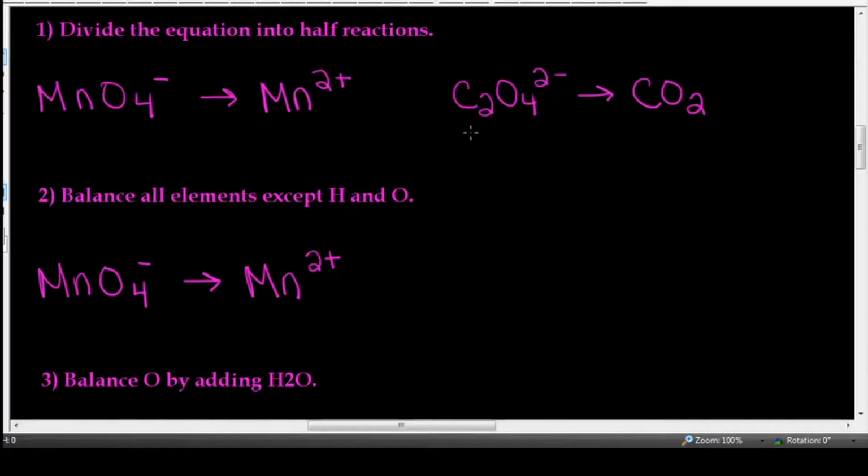Now I need to balance everything but hydrogen and oxygen in this half reaction. So I can see here I've got 2 carbons on the left and only 1 carbon on the right. So I'm going to balance this half reaction like so.